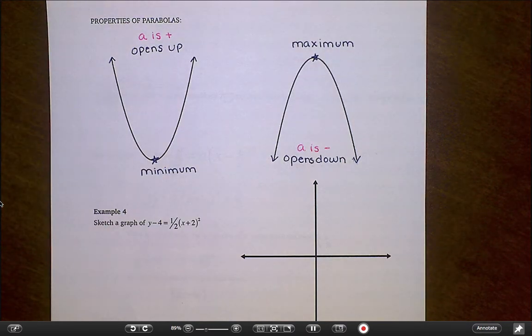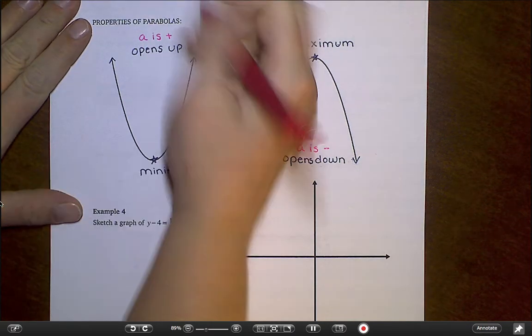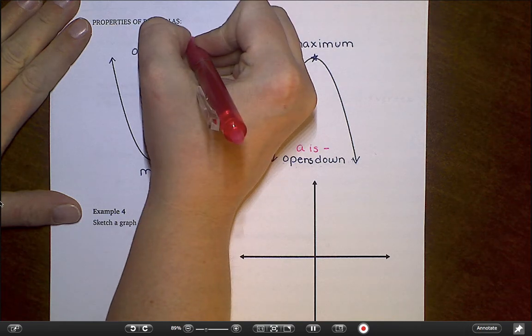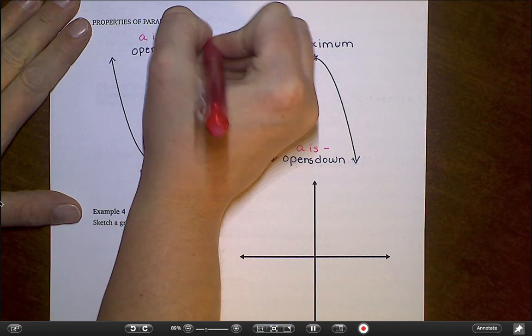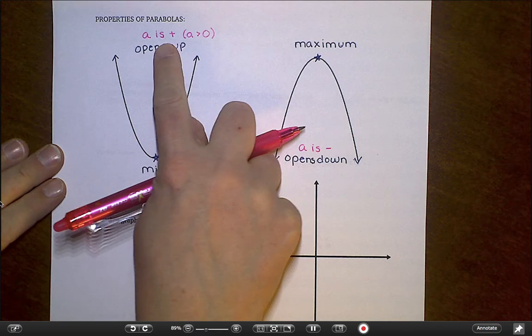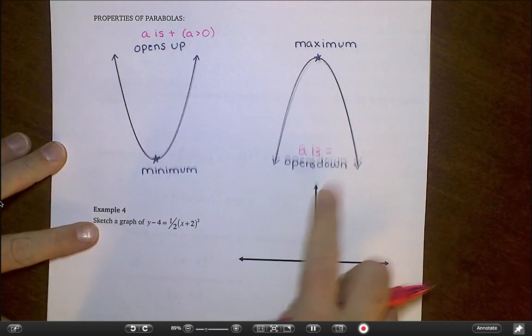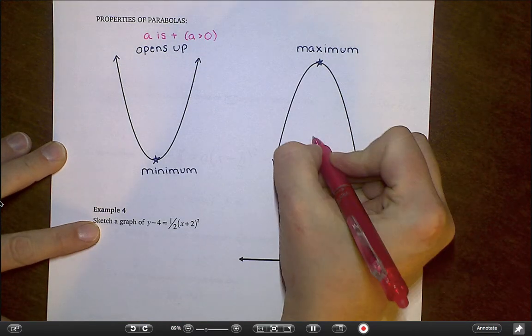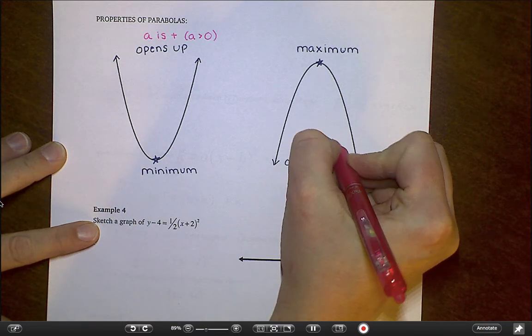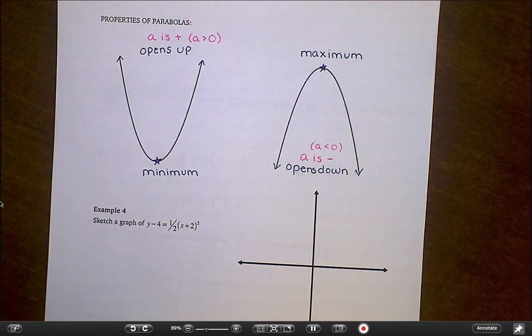A lot of the times in math, the way you see this written is A is greater than 0. I just wanted to drive home the point that that's the same thing as A being positive. If I say A is negative, that's the same thing as saying A is less than 0. And that's going to give you a downward facing parabola.